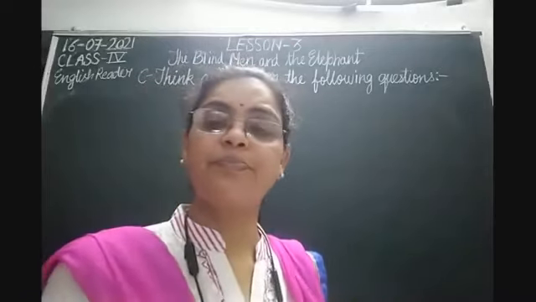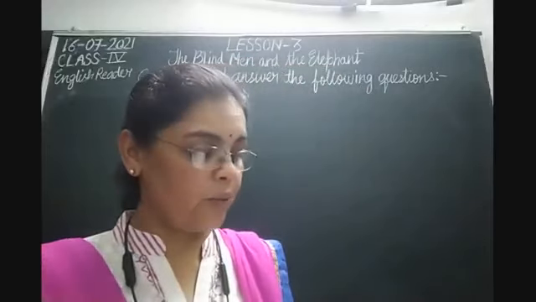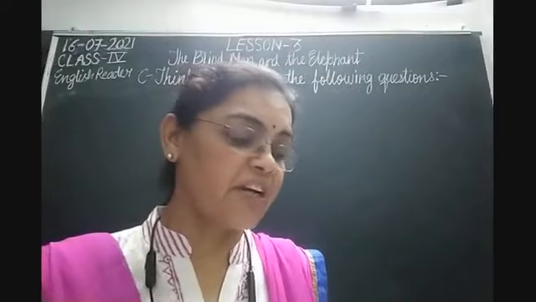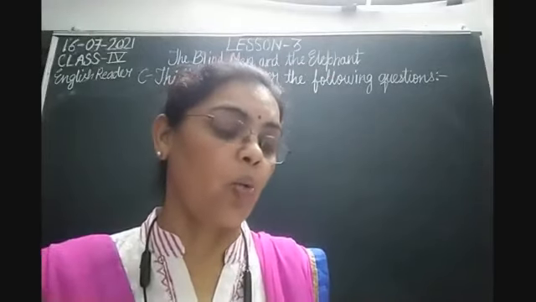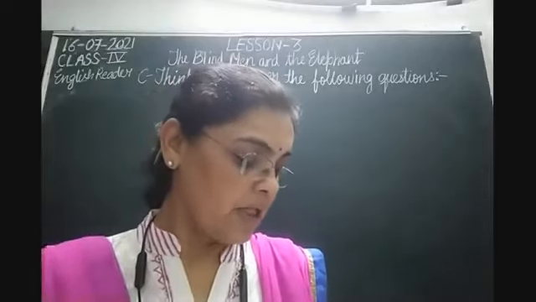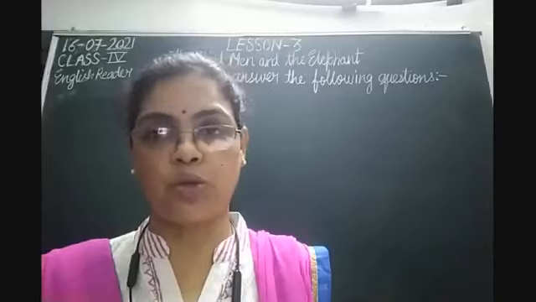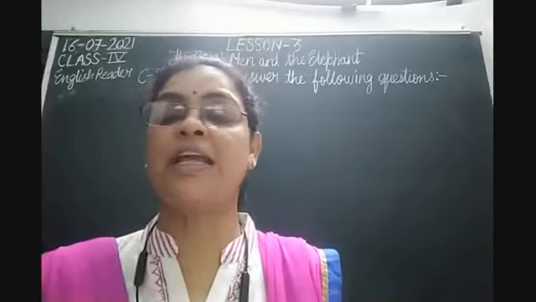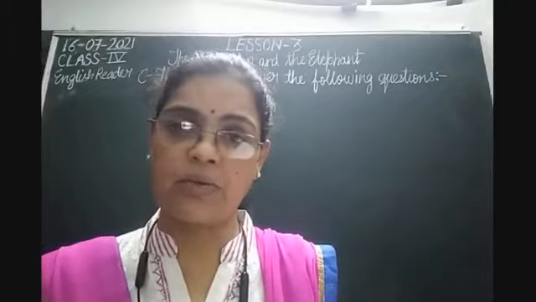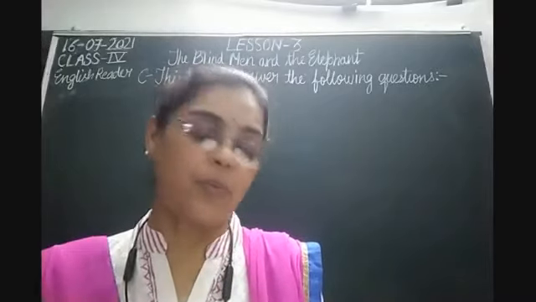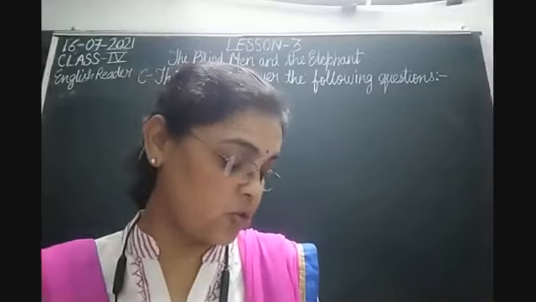Now, let's revise exercise A, that is, answer the following questions. The first question is, who had brought the elephant to the village? What was the elephant's name? The answer is, a wise man had brought the elephant to the village. The elephant's name was Gajju.